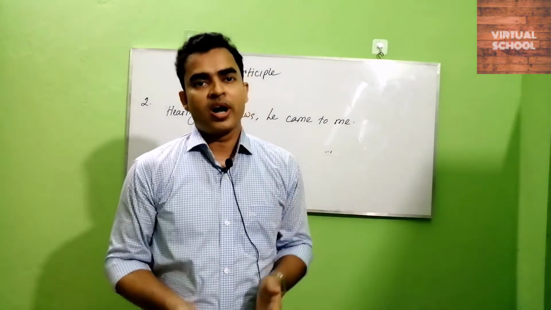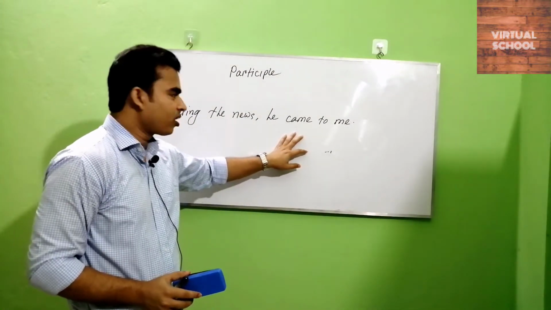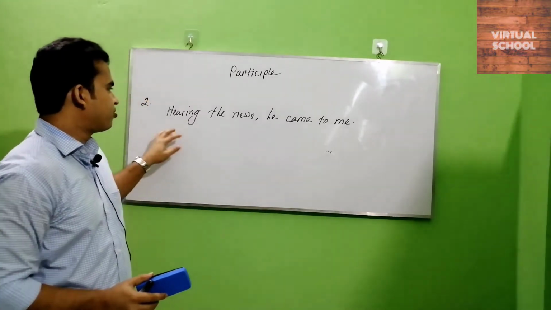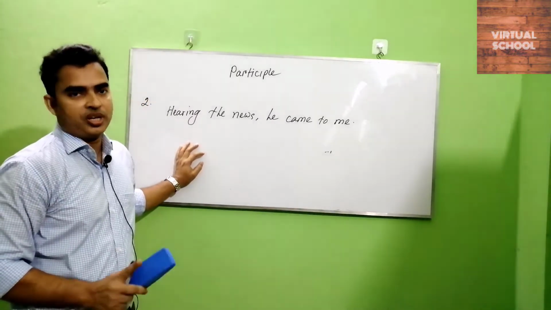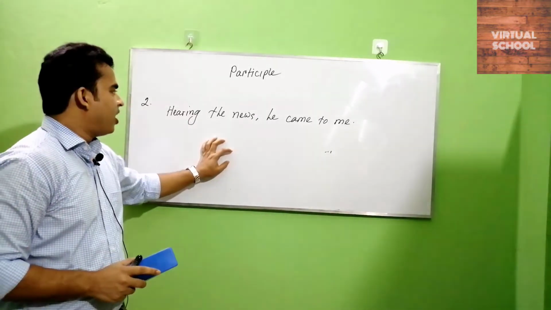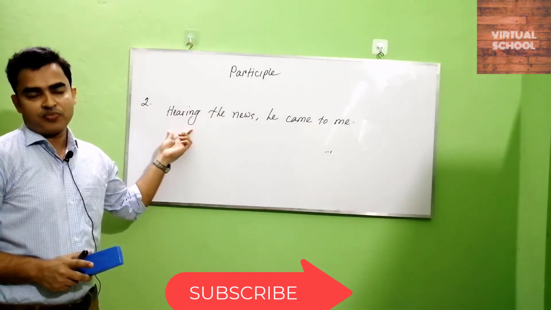If we ask a verb about how, where, when, it gives the answer, and the answer is an adverb. Like, when did he come? Hearing the news. When did he come? The answer is hearing the news. Here, hearing the news, this is an adverbial phrase, and here, hearing is a present participle.